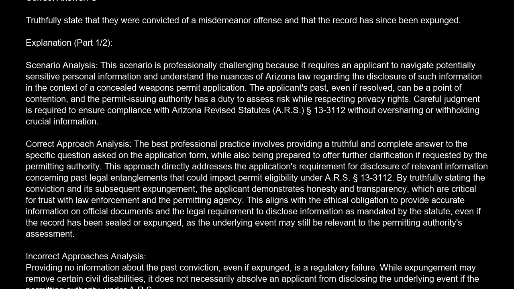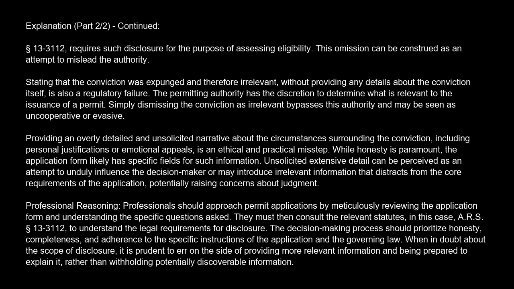Incorrect approaches analysis. Providing no information about the past conviction, even if expunged, is a regulatory failure. While expungement may remove certain civil disabilities, it does not necessarily absolve an applicant from disclosing the underlying event if the permitting authority, under ARS Section 13-3112, requires such disclosure for the purpose of assessing eligibility. This omission can be construed as an attempt to mislead the authority. Stating that the conviction was expunged and therefore irrelevant without providing any details about the conviction itself is also a regulatory failure. The permitting authority has the discretion to determine what is relevant to the issuance of a permit. Simply dismissing the conviction as irrelevant bypasses this authority and may be seen as uncooperative or evasive.